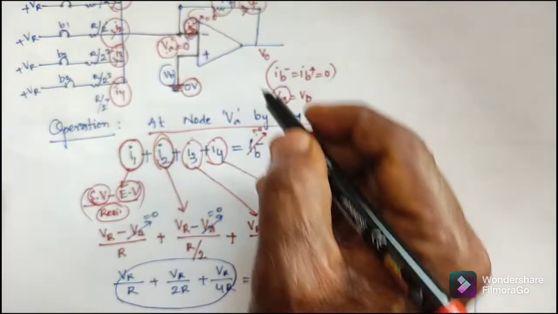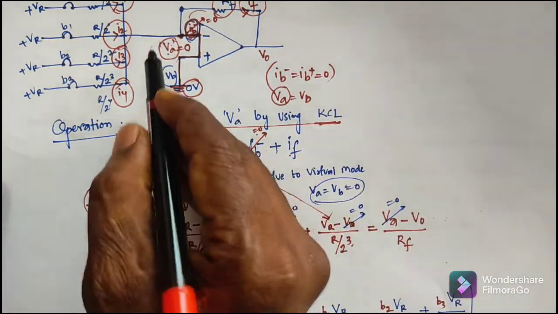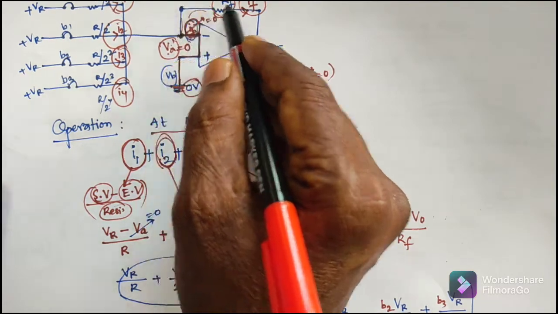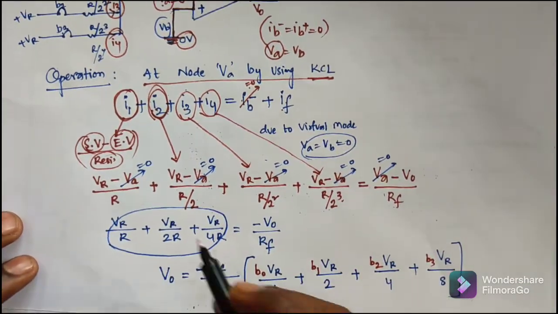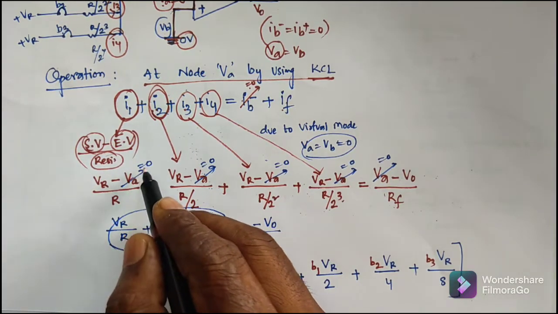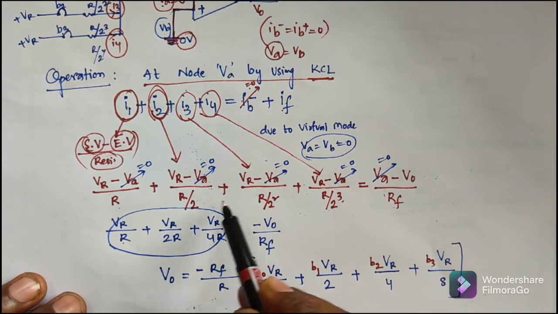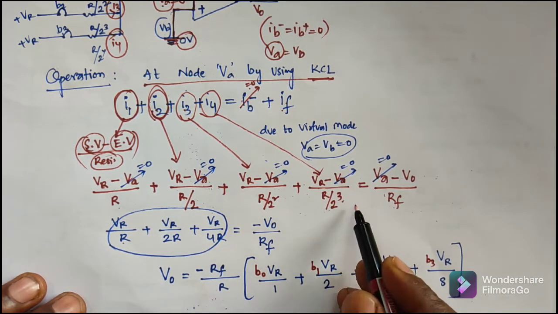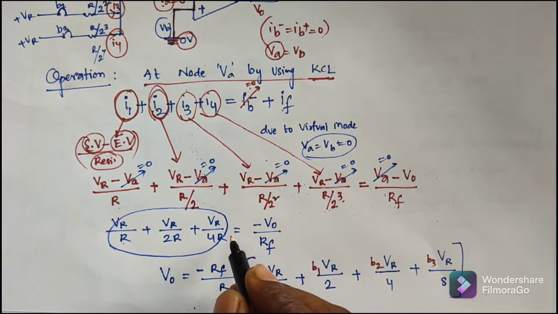Then how can you calculate the outgoing current? The IF value is equal to VA minus V0 divided by the resistance, since the current starts at VA and ends at V0. So finally, after substituting the VA value 0, you will get VR by R, VR by 2R and VR by 4R. Like that you can derive the expression for this. Okay, so now you can calculate this one also here.